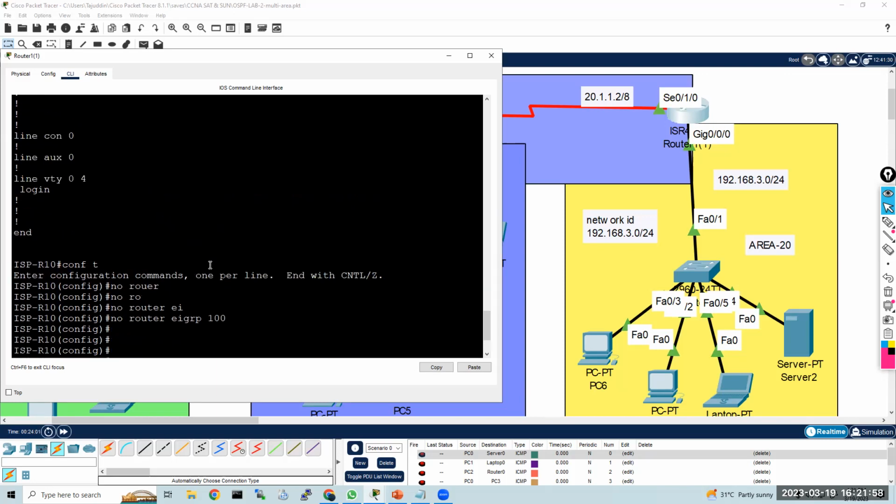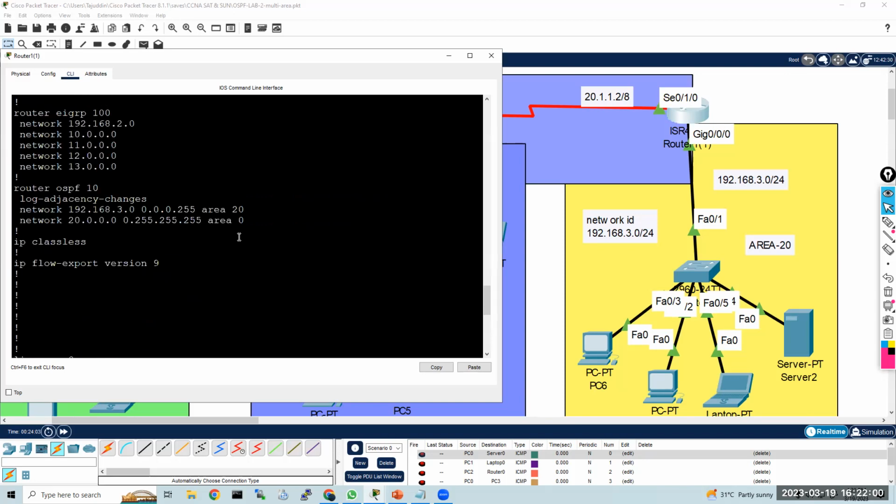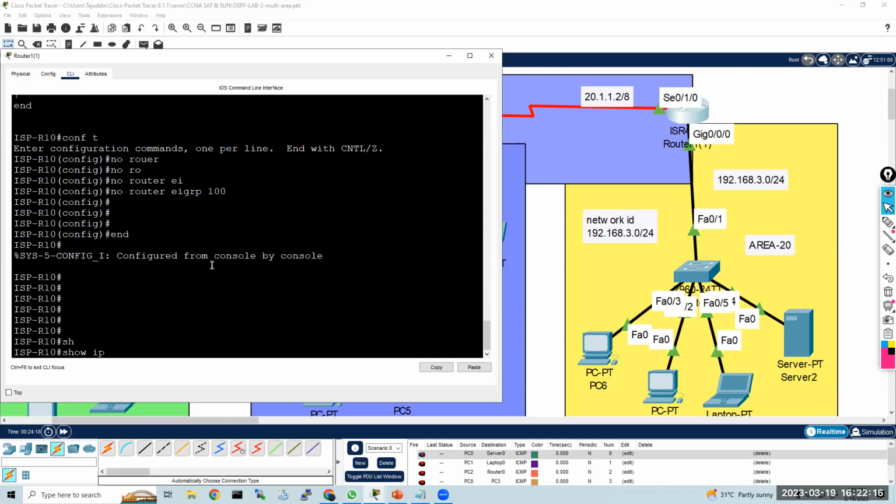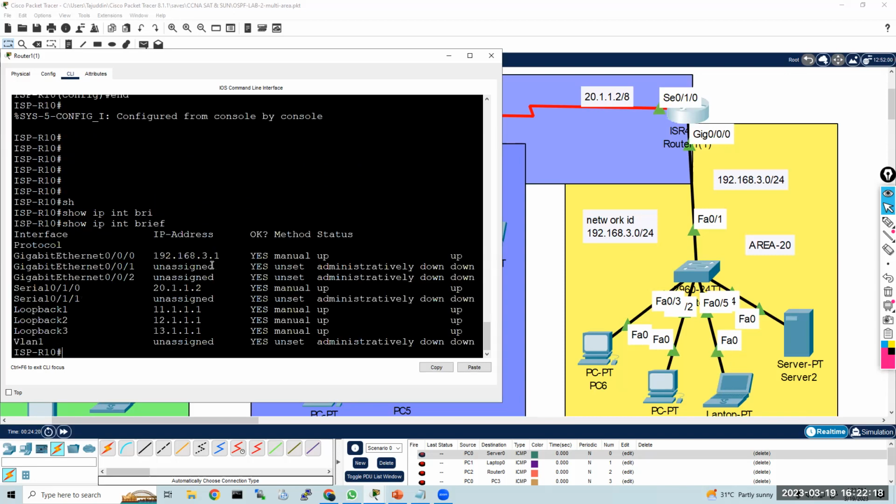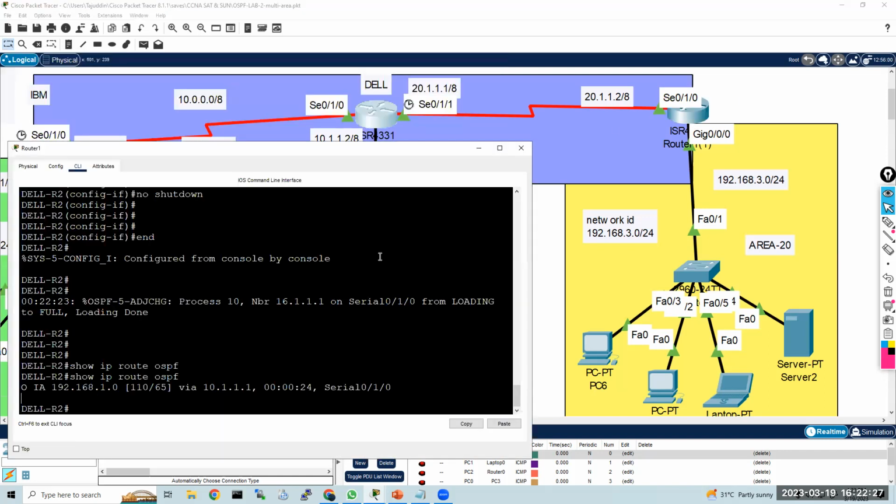Okay, so is there anything else? Is it correct configuration, guys? On which router are you? I'm in R3 now. Correct. Is it correct? Show IP interface brief. They all are up, so no problem. Now check this router now.